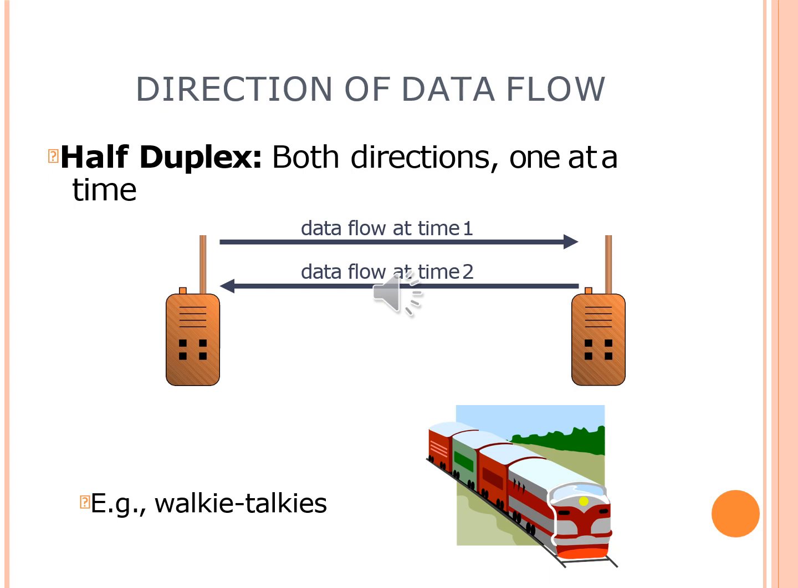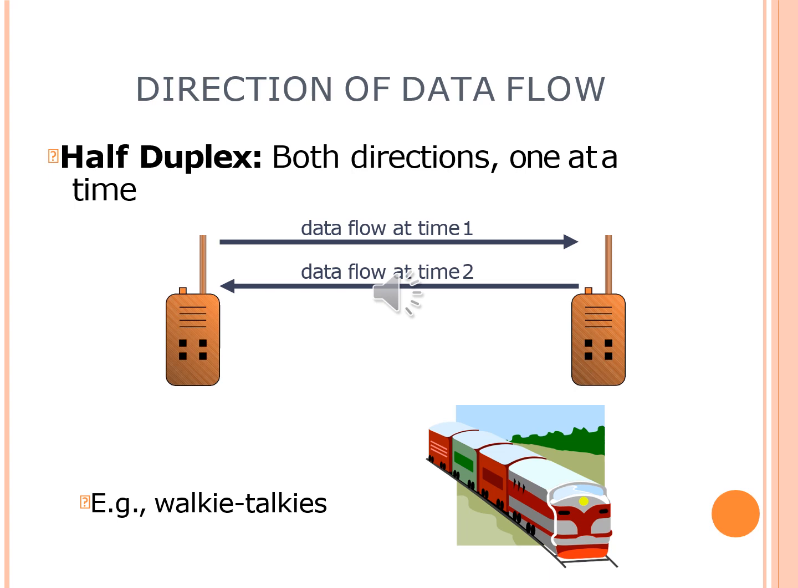Whatever is feasible. And the very best example of this is a railway track. On a railway track, from a single track, only one train can travel at a time, whether that train is going to the destination or a train is coming from some source to some destination. One train can travel at a time. That is known as half duplex communication.